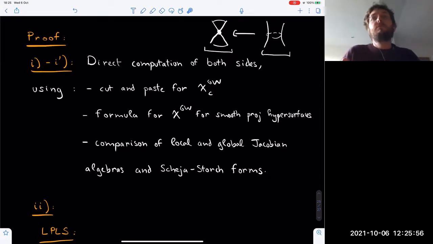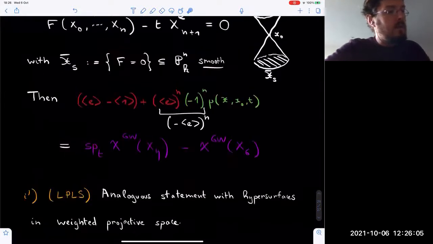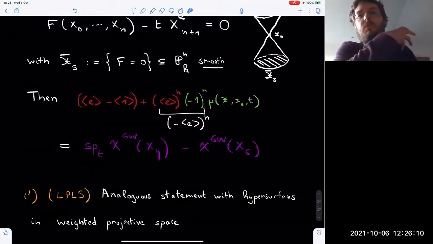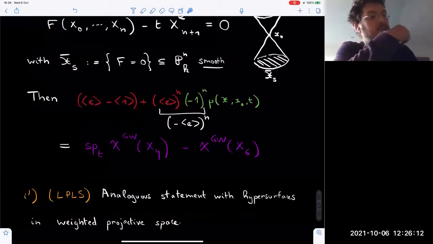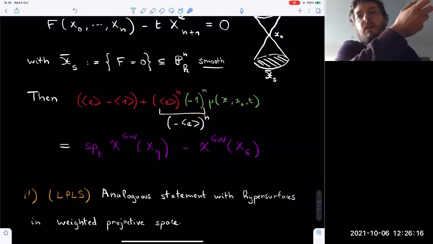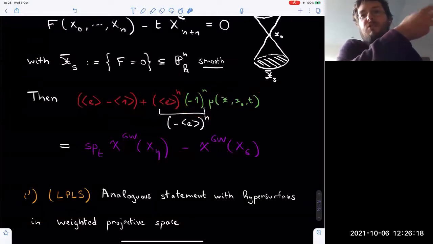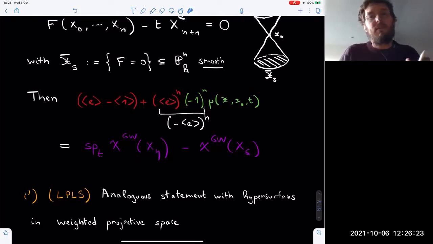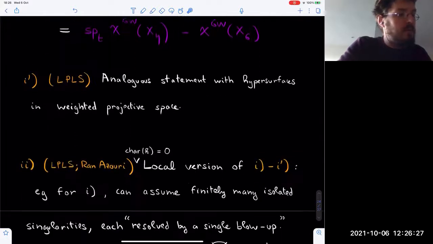which gives you formulas in terms of Jacobian rings. So now at this point on this side you have something which is expressed in terms of this global Jacobian ring of smooth projective hypersurfaces, and here you have something which is expressed in terms of this local Jacobian ring. But in fact, this local and global Jacobian ring for this cone singularities, they are very closely related, and then you just compare the two and you get the statement.